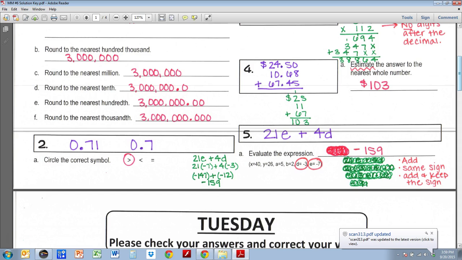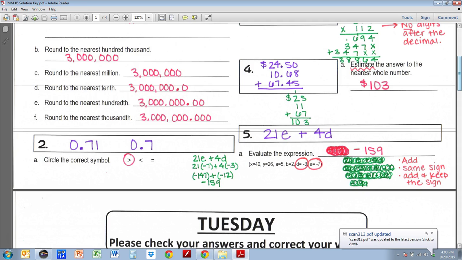On number 5, we're given 21e plus 4d. And it's a little bit scary looking at it and seeing 2 variables there, but all we have to do is evaluate by plugging in -3 for d and -7 for e. So I'm going to start by writing my problem, 21e plus 4d. On the next line, I have a new step. I'm plugging in -7 everywhere that I see an e, and I'm plugging in -3 everywhere that I see a d.